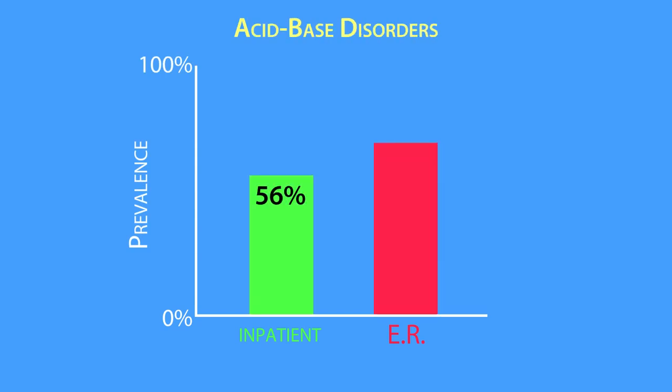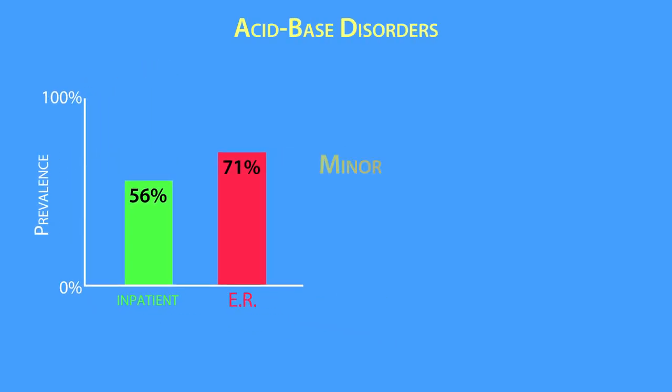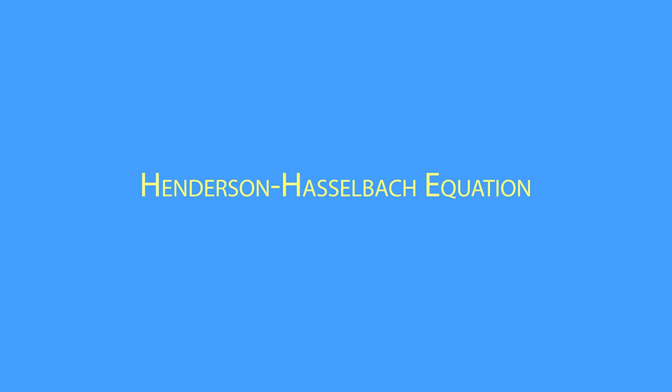Acid-base disorders are common. They range from minor to life-threatening. So, knowing how to diagnose and treat them is critical. When thinking about acid-base disorders, one of the most useful places to start is with the Henderson-Hasselbalch equation, which is routinely used to measure plasma pH.